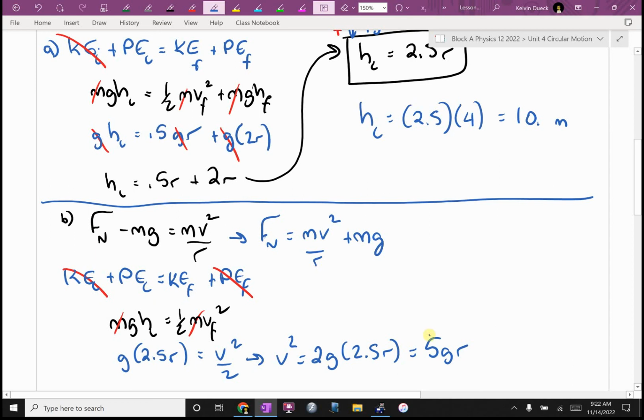Put your calculator down. I like your enthusiasm. I'm going to stick that in over here. When I do that, there's going to be an m. Instead of v squared, I'm going to write 5gR all over R, plus mg. Is there an R right there? Is there an R on the bottom?